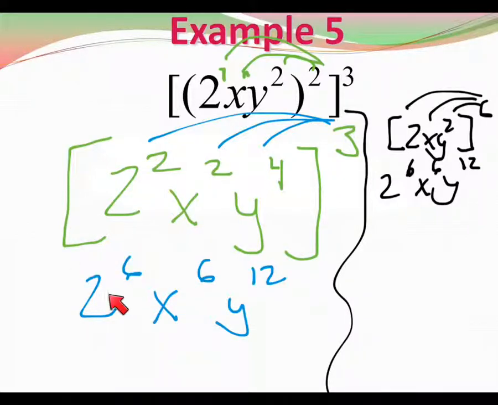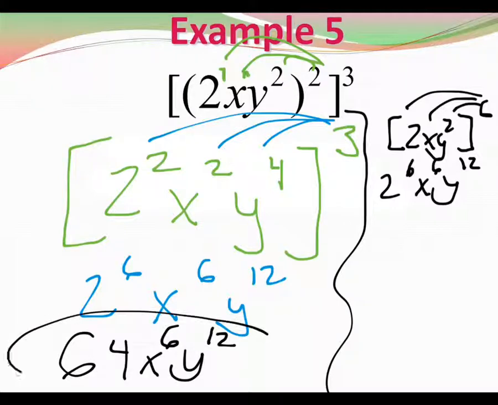Go ahead and simplify this. The answer is yes. Go ahead and simplify that 2 to the 6th. So that's 2 times itself 6 times. 2 times 2 is 4, times another 2 is 8, times another 2 is 16, times another 2 is 32, times another 2 is 64, right? So the final answer would be 64 x to the 6th, y to the 12th.